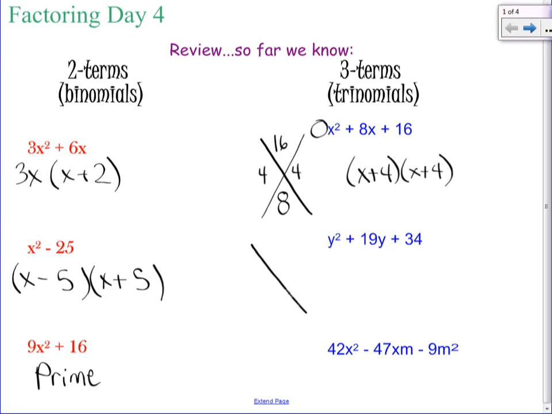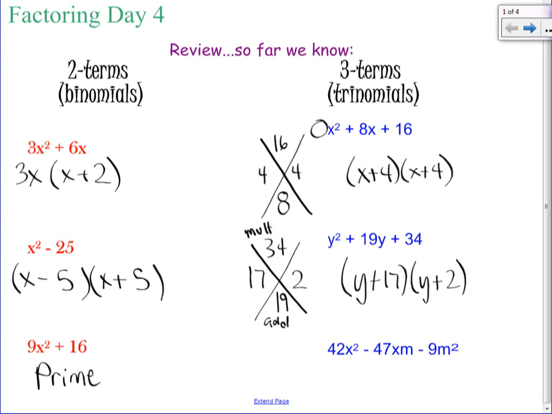Okay, this next one. Can we take anything out? No. So we put 34 and 19. Two numbers? That multiplies to 34 and adds together to 19. We don't need the window step on this one either, so we have y plus 17, y plus 2.